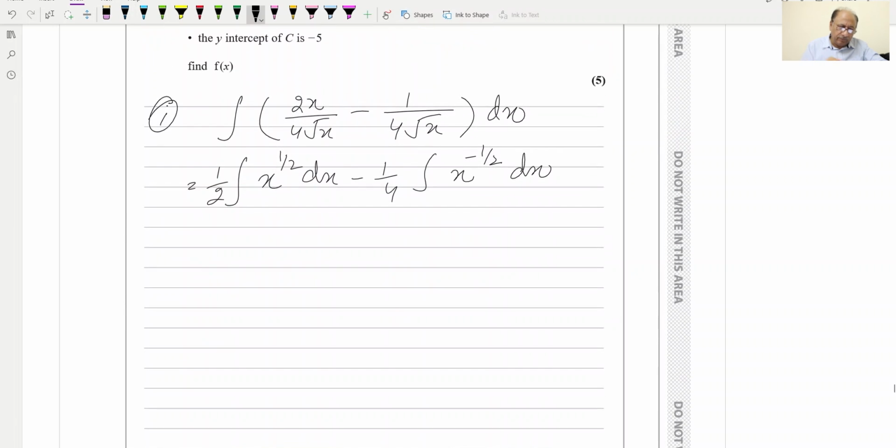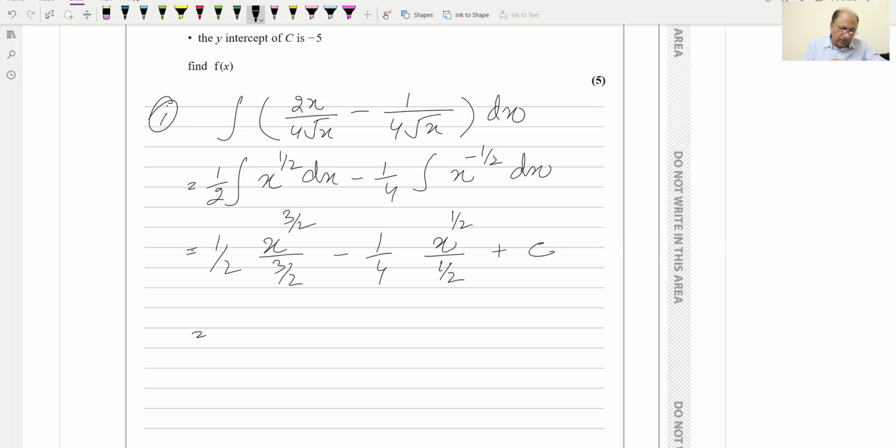Now we can integrate this. The integral of this will be 1 by 2 x raised to the power 1 by 2 plus 1, which is 3 by 2, divided by 3 by 2, and minus 1 by 4 as it is, and x raised to the power minus 1 by 2 plus 1 will be 1 by 2, divided by 1 by 2, plus integral constant c.